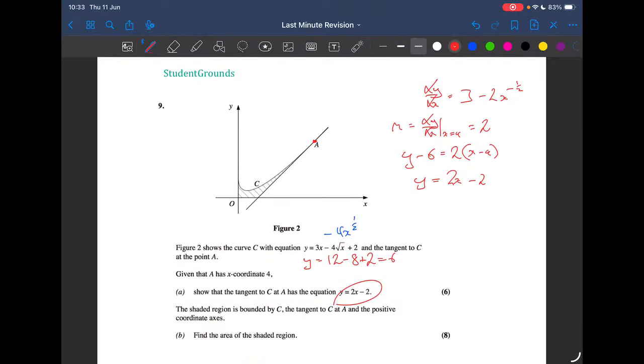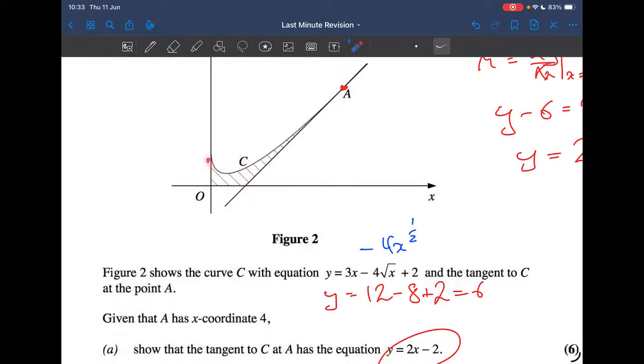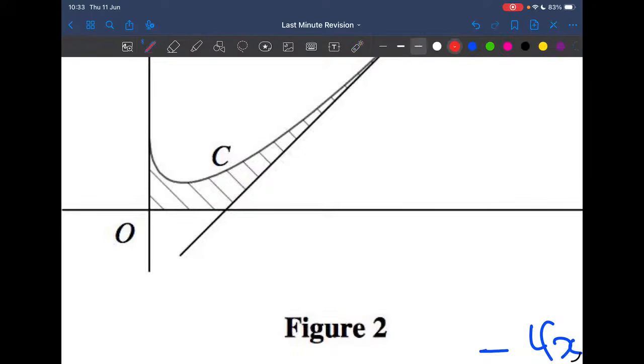I don't think you'll get 6 marks for that tomorrow. So from here then, what else do we need to do? We want to find... No, we don't need that point actually. We can just do the integration in it. No, we do need that point. It's going to be slightly different.